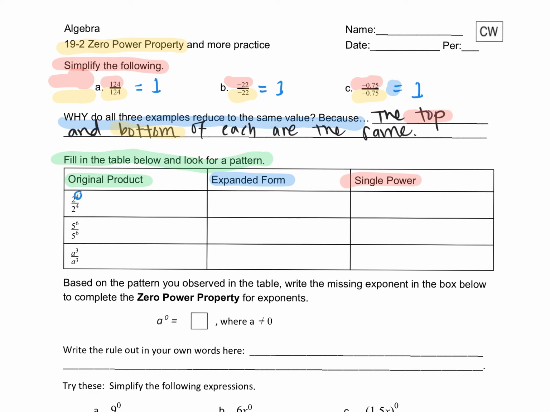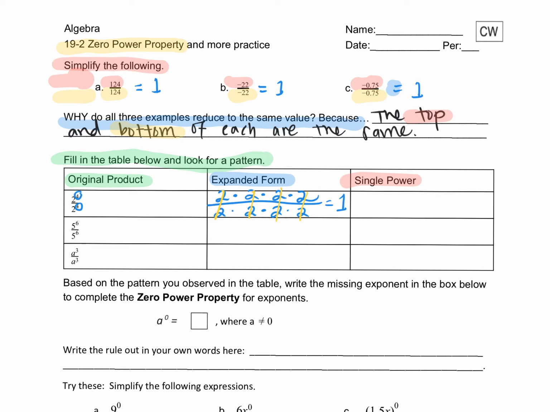We have 2 to the 4th over 2 to the 4th. So I'm going to expand it out. If it's 2 to the 4th on the top, then I have 4 2's multiplying each other on the top and 4 2's multiplying each other on the bottom. If there are things that are the same on the top and the bottom, I can cross them out. Now when everything crosses out, it doesn't equal 0. It's going to equal 1 here, just like what we saw on the top. When the top and the bottom are the same, it's going to equal 1.